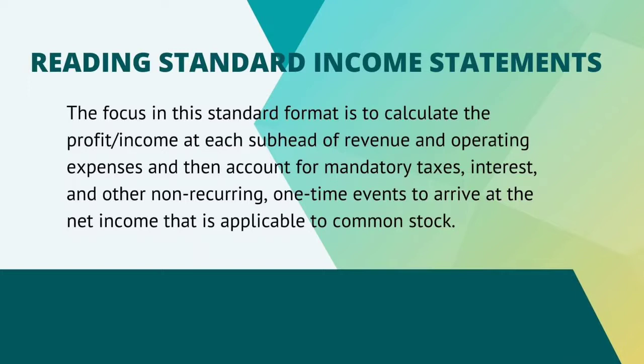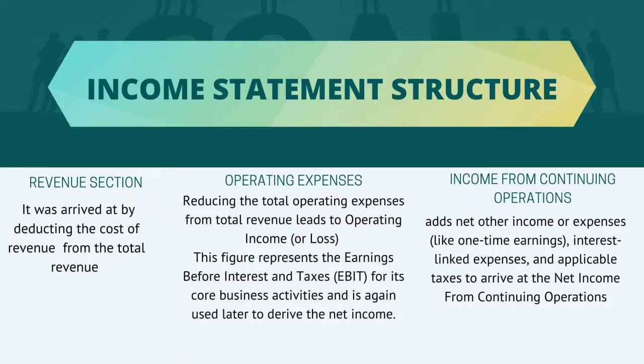and then though the calculation is just simple, it only involves addition and subtraction, the order in which the various entries appear in the statement and their relationship often get repetitive and complicated. So, let us take a deep dive into these numbers for better understanding. So, income statement is divided into three structures. First, we have here the revenue section, the operating expenses, and the income from continuing operations.